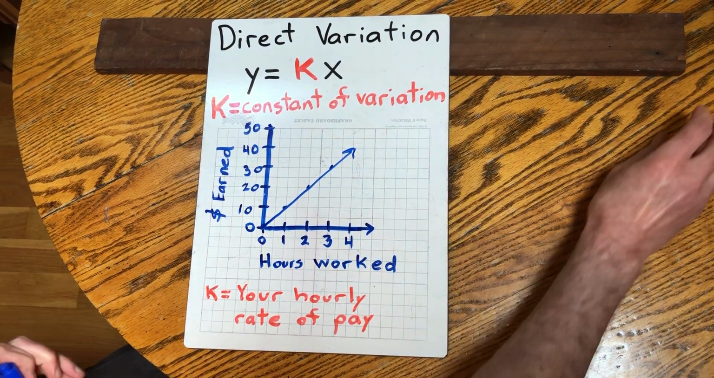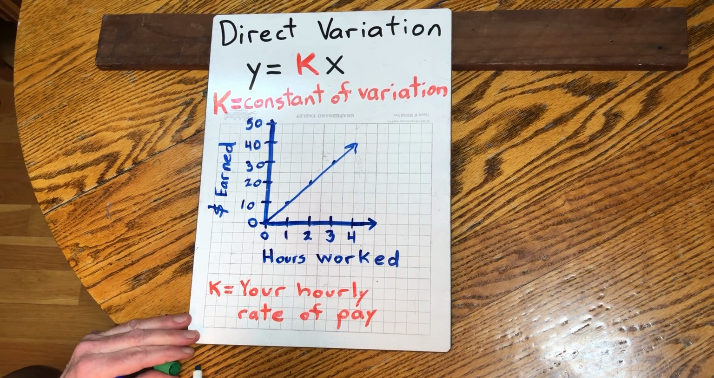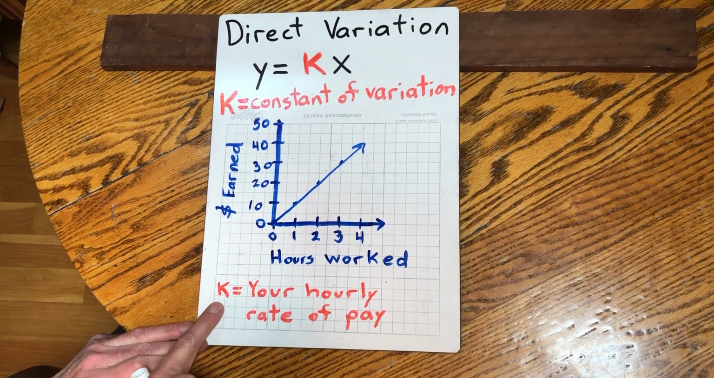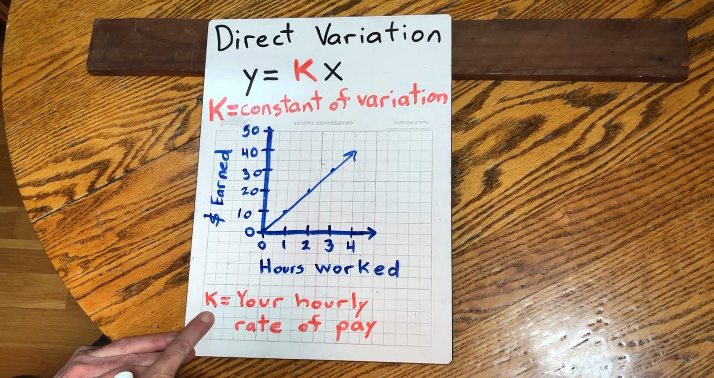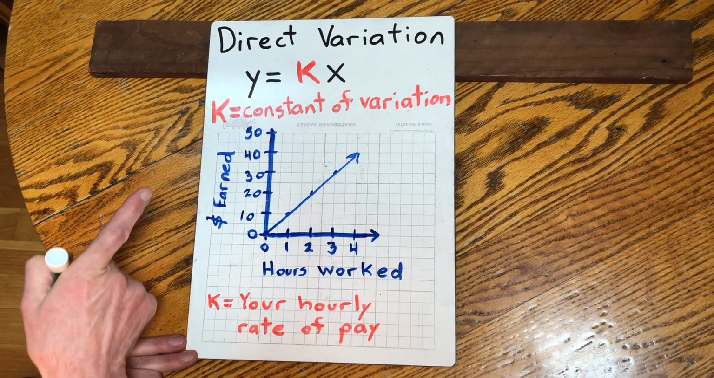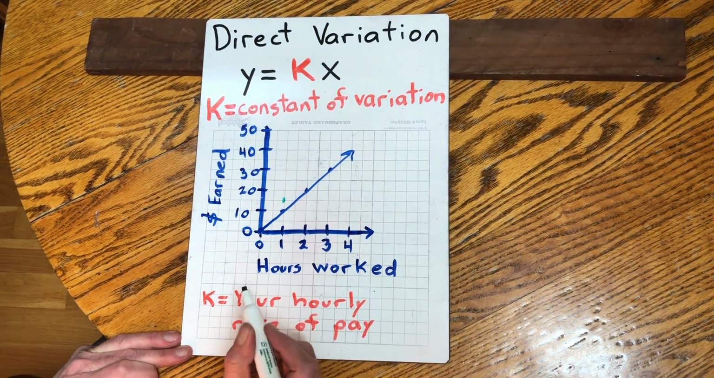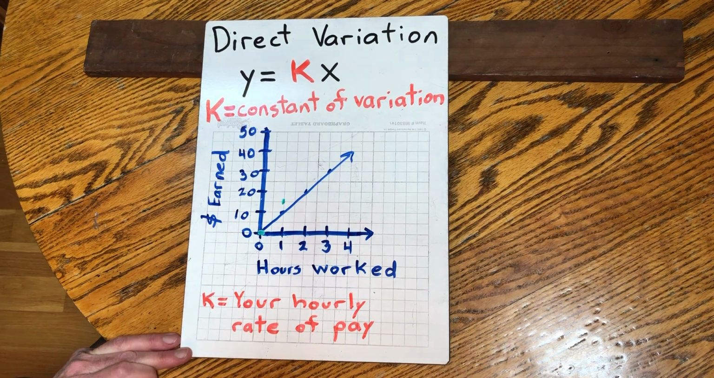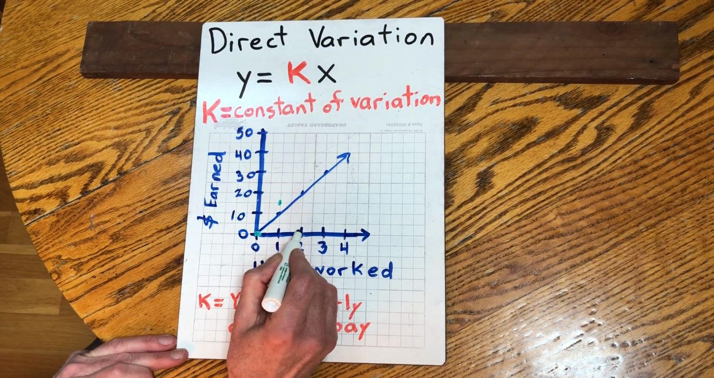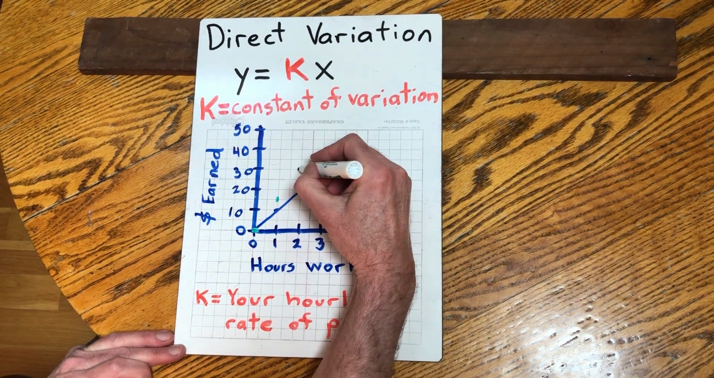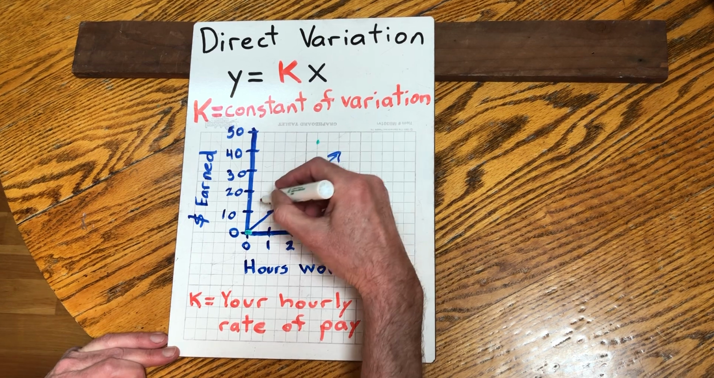Now, if you got an increase in your salary, let's say they bumped you up to $15 an hour. So your constant of variation, K, has just increased. Well, that's great. 1 hour, let's say you make $15. Still, you got to go to work. 0 hours gets you $0 at this job. 2 hours, 2 times 15 would give you 30. 3 times 15 would give you 45.